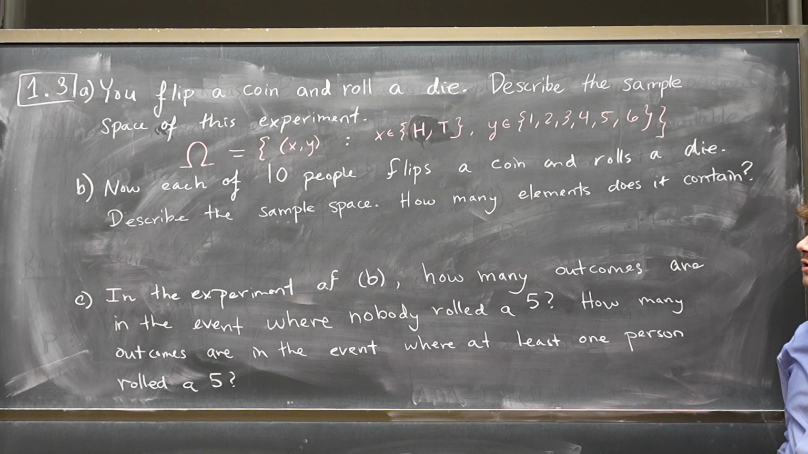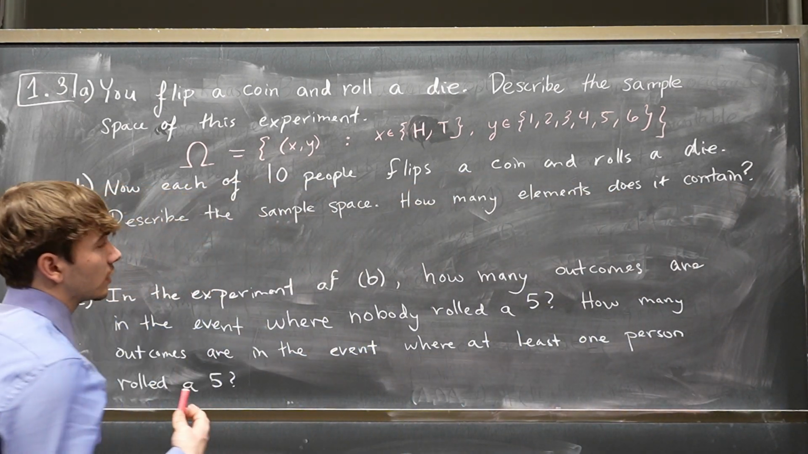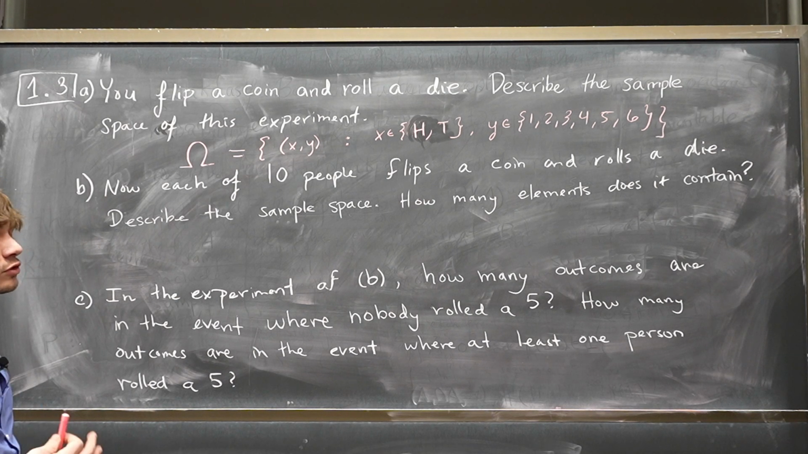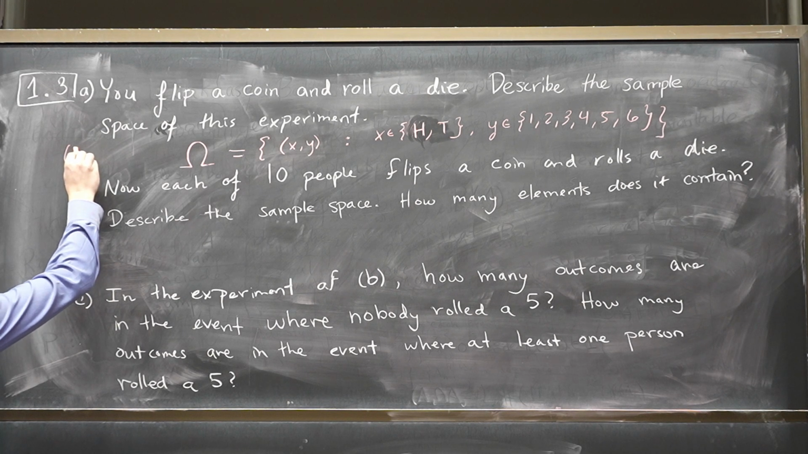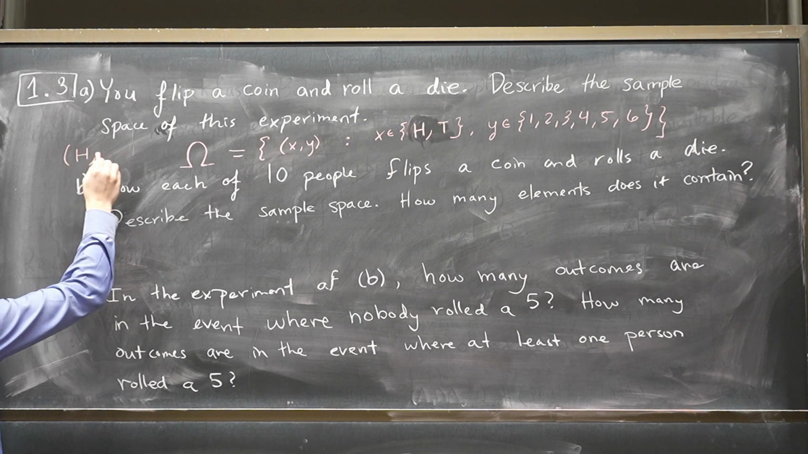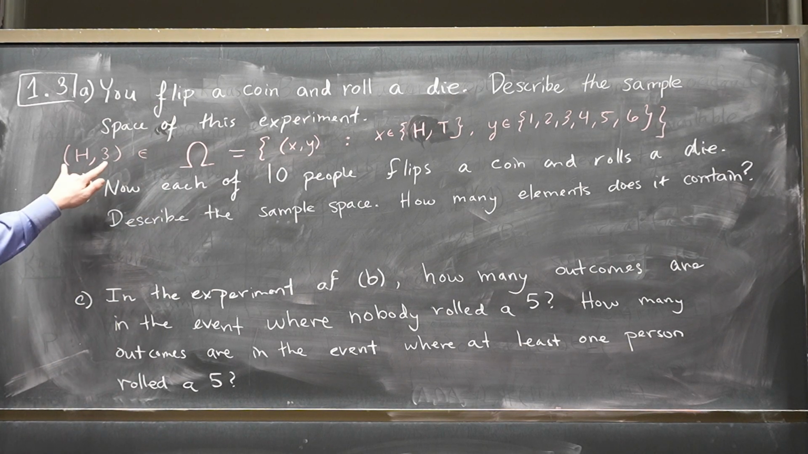Okay? So, for example, if I got heads on my coin and I rolled a 3, then this would look like H, 3, and that's one outcome which belongs to my sample space. Okay?